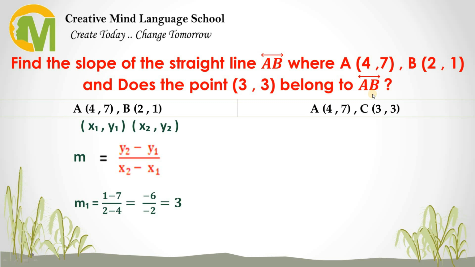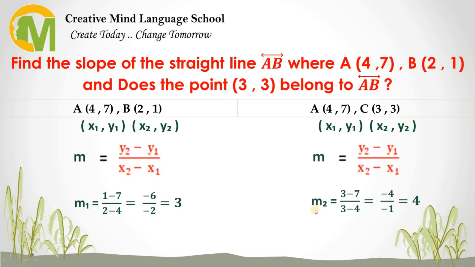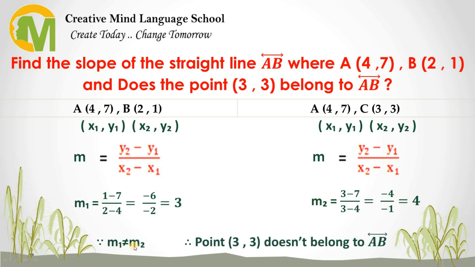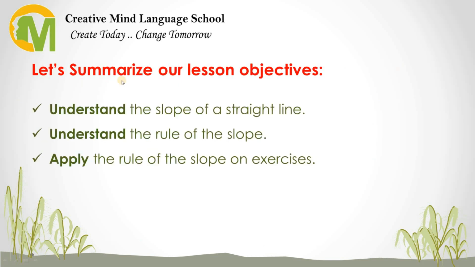Let's start by calculating the new slope. I will write the coordinates, write the rule, and then we will calculate here the slope m2, or the new slope of the straight line AC. By calculating this operation, we have that m2 equals 4. Here, m1 does not equal m2. So we can say, since m1 does not equal m2, therefore the point (3, 3) does not belong to the straight line AB. Now let's summarize our lesson objectives.